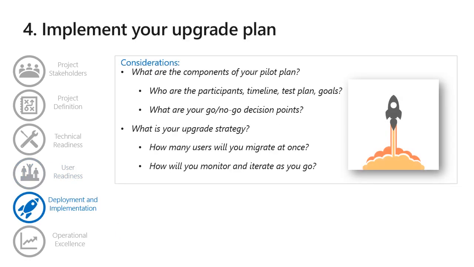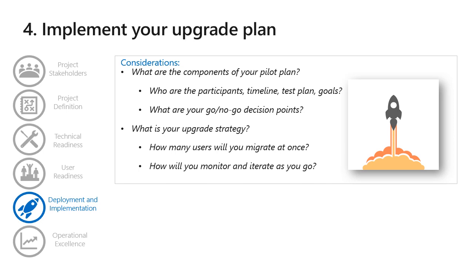The next step is to implement our upgrade plan. This is where we determine the components for our pilot. So we understand who those participants are, what the pilot timeline is, the various test plan components that we need, and of course the end goals of that pilot. From there, we can define our go and no-go decision points to determine, based on the results of our pilot, if we're going to proceed into the next phase of the upgrade strategy.